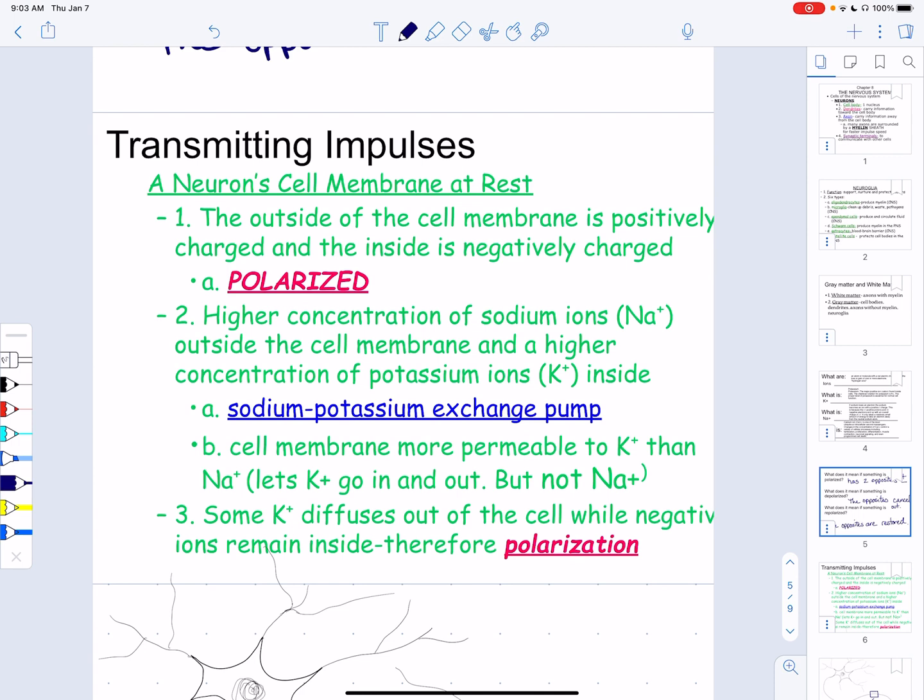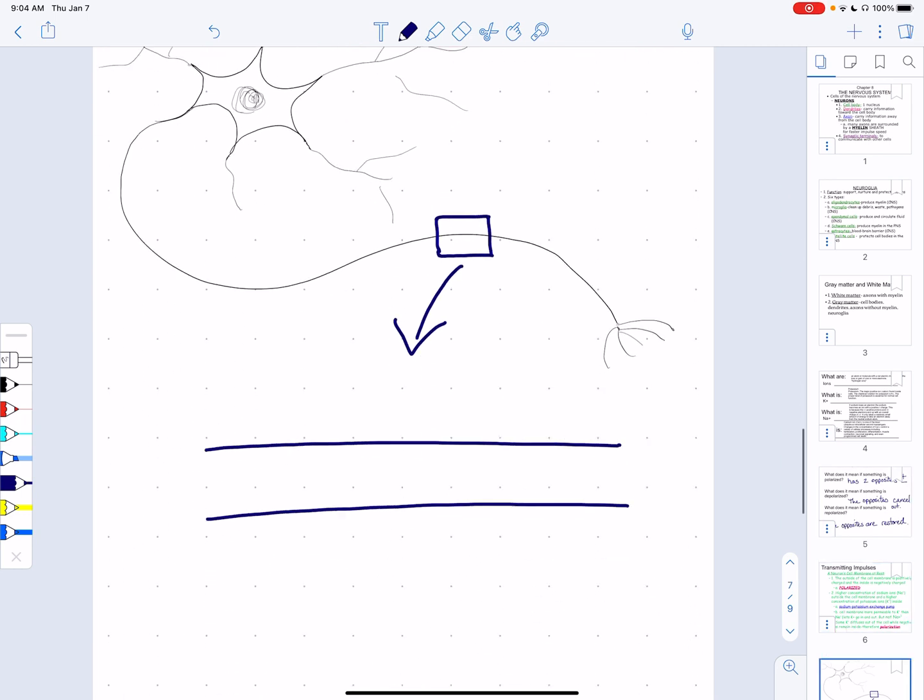What we want to know is that the outside of the cell membrane is positively charged and the inside is negatively charged. So on the outside of this, I'm putting pluses to show that the outside of my neuron is positively charged. With that being said, inside the neuron is negatively charged. So now we have a resting neuron that is polarized.